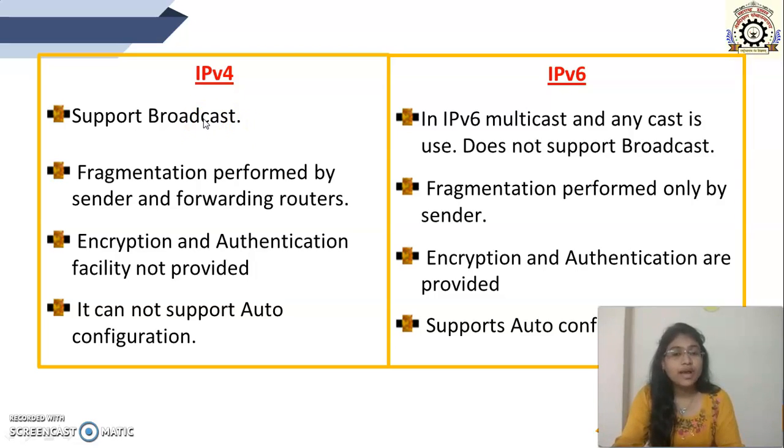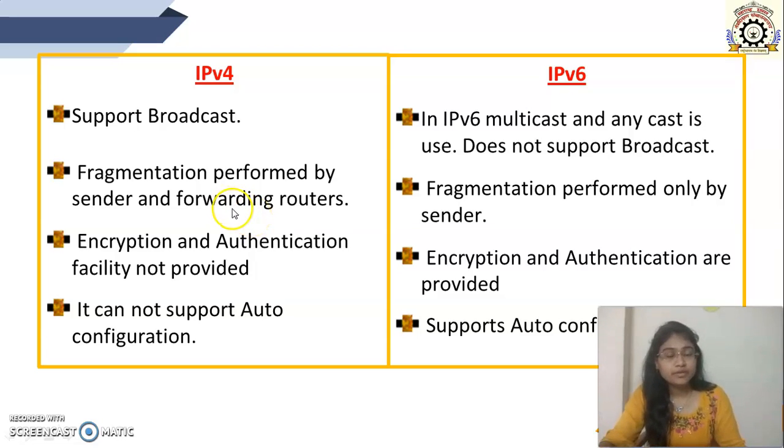But if you have to use broadcasting, then you have to use multicasting, that is one sender and many receivers. In that case, the multiple receivers are considered as all receivers. In the case of IPv4, fragmentation is performed by the sender and forwarding routers. But in the case of IPv6, fragmentation is performed only by the sender.